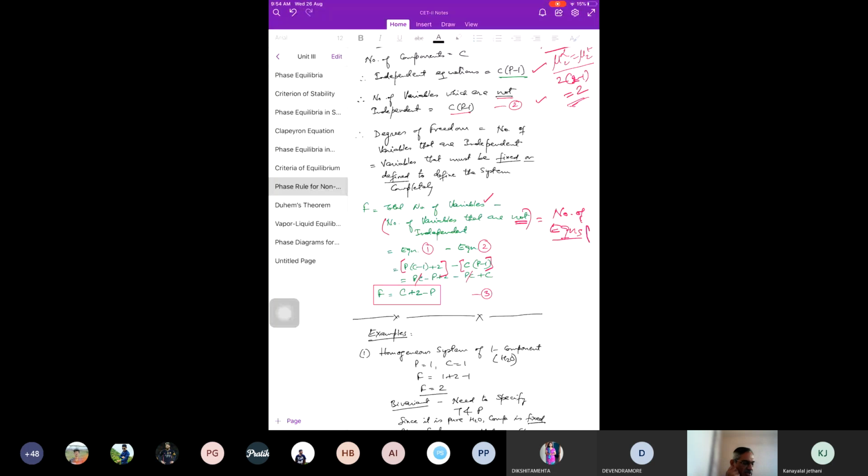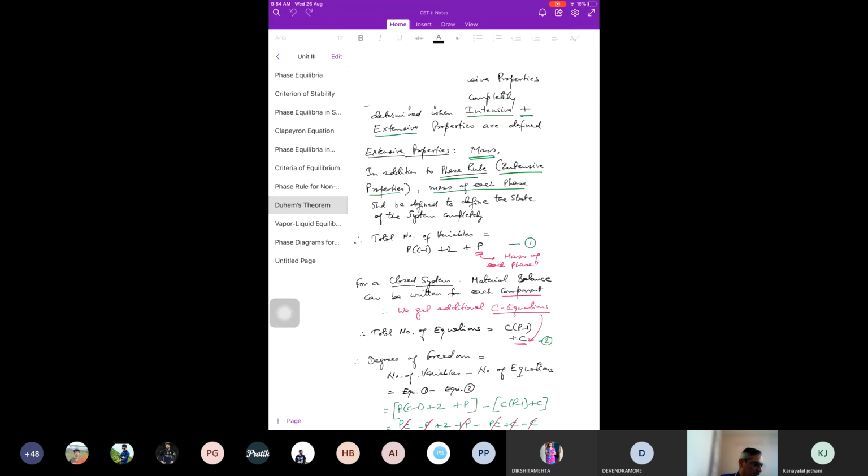But if I want to specify the complete system, I need to also say how much is the quantity of water, right? If I took water and gave temperature and pressure but did not tell the quantity, whether it is 1 kg or 1 gram or 10 grams or 100 grams, it is not a completely defined system. Intensive properties are defined, that is according to phase rule, but extensive properties also have to be defined to completely define a system.